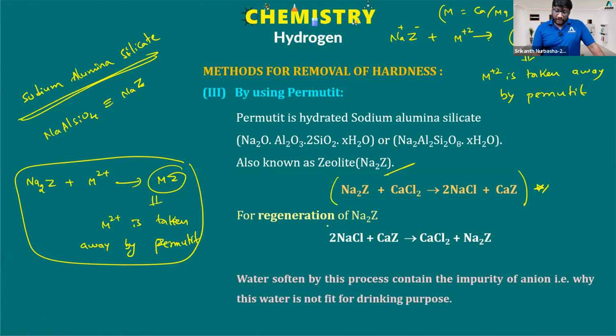And for regeneration of Na2Z, we do exactly the reverse reaction. NaCl plus CaZ will form CaCl2 plus Na2Z. Water softened by this process contains the impurity of anion, like Cl- is still there. That is why this is not for drinking purposes.